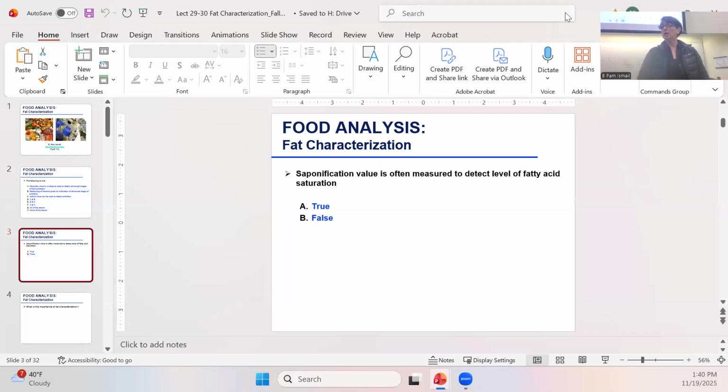To meet with carbs. Proximate analysis. So it will be moisture, ash, fat, protein, and carbohydrate.